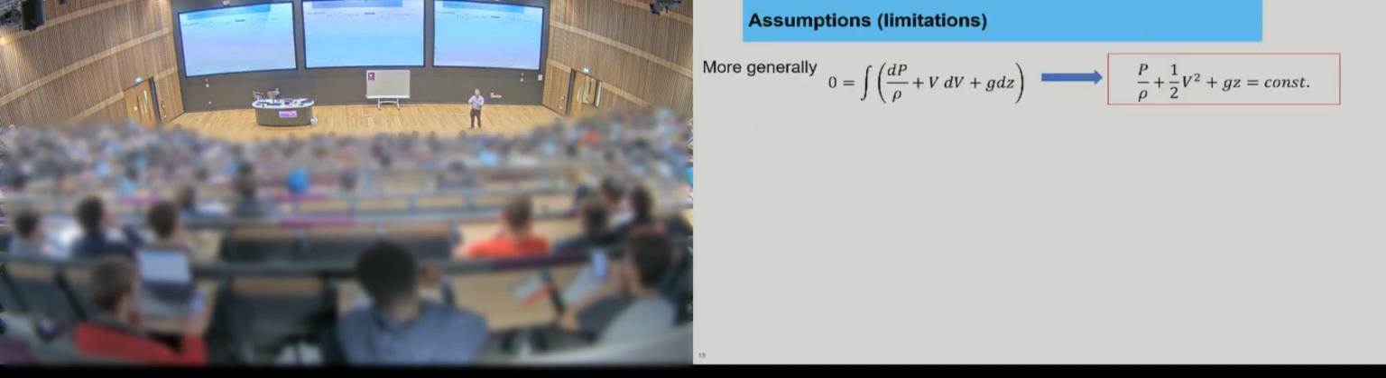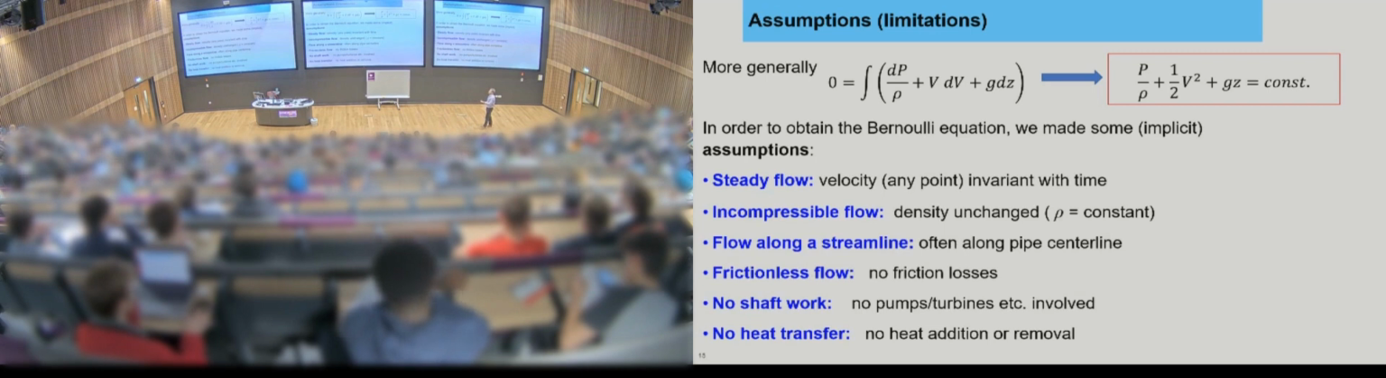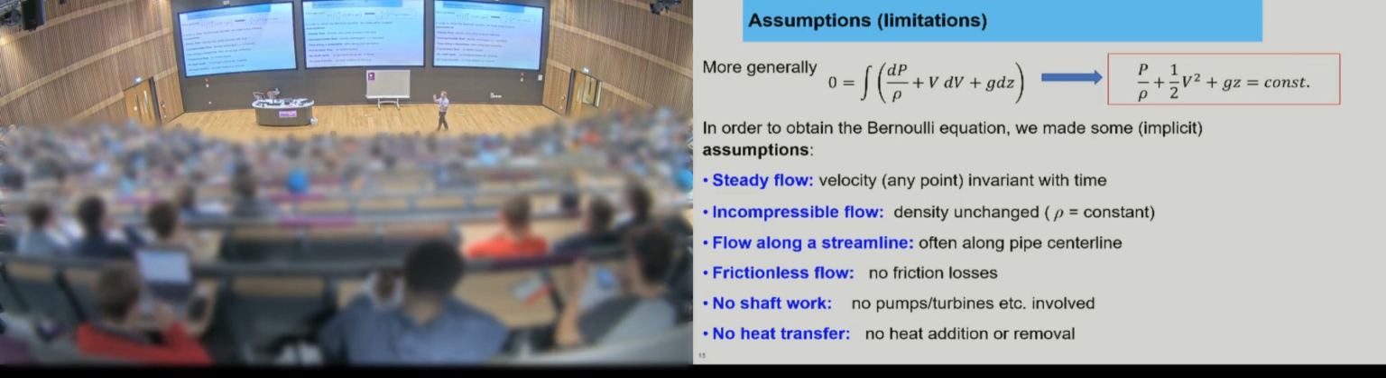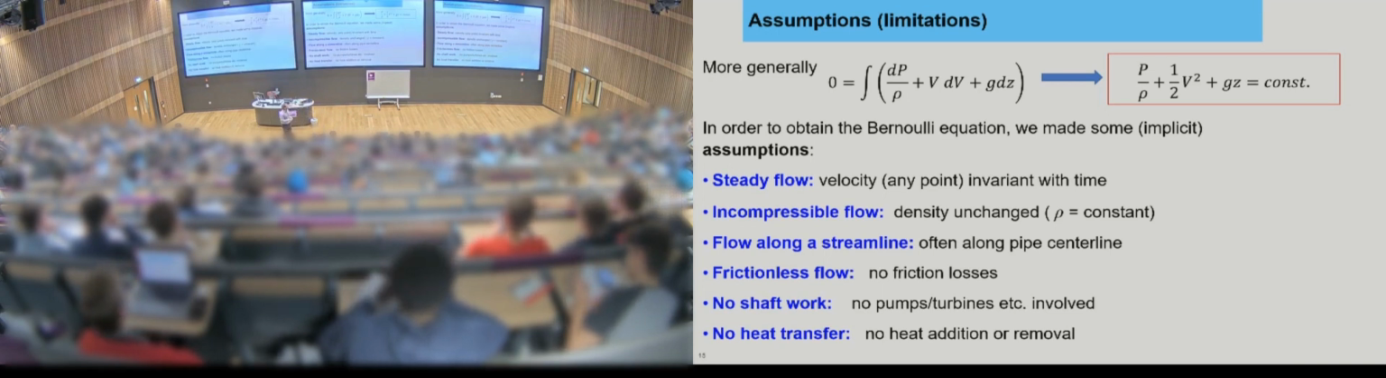Now, more generally, if I don't integrate between points 1 and 2, I can say p upon rho plus a half v squared plus gz is equal to a constant, which is exactly what we said at the beginning. To obtain this equation, we made some implicit assumptions. First of all, we assumed steady flow, which means no change with time. Secondly, we assumed it was incompressible, so the density remains unchanged.